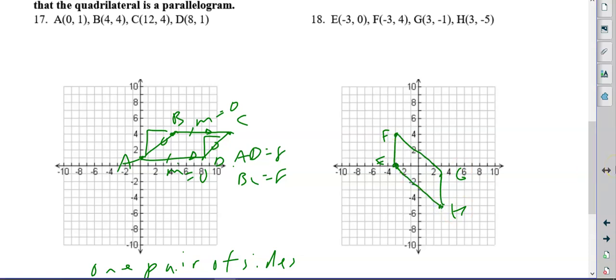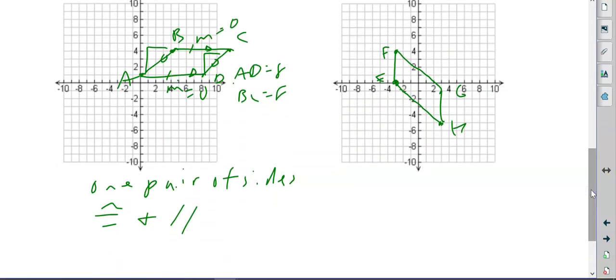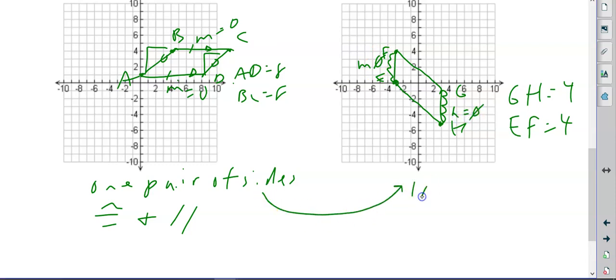Okay, I'm going to go with the same reasoning. I can count and find out that GH is 1, 2, 3, 4. And EF is 1, 2, 3, 4. And also, the slope of this line is undefined because it's a vertical line, and the slope here is undefined. So this rule applies to both.